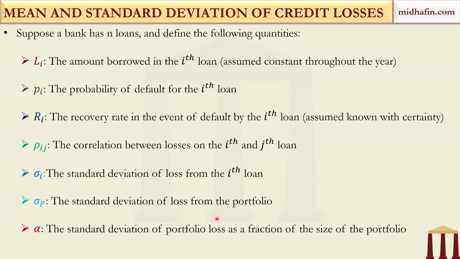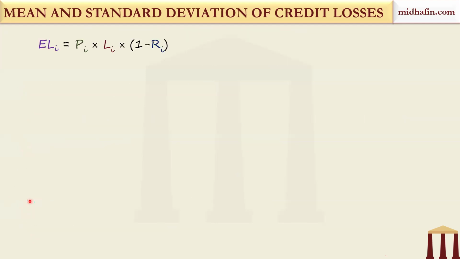So in the exam, if this question is asked, it is possible that you might have to calculate any of these three: sigma, sigma p, or alpha. Okay. So let's see how it is done. This is the formula for expected loss of ith loan: probability of default of ith loan, times loss given default of ith loan, 1 minus recovery rate for ith loan.